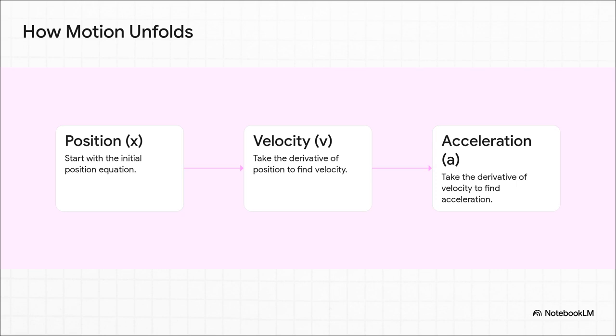And this slide right here, this is our game plan. It's so simple and elegant. We start with the equation for the snowboarder's position. We use our derivative tool on that equation, and boom, we get their velocity. Then we just do it again. We use the derivative tool on the velocity equation, and that gives us their acceleration. It's a clean, logical, one-way street.